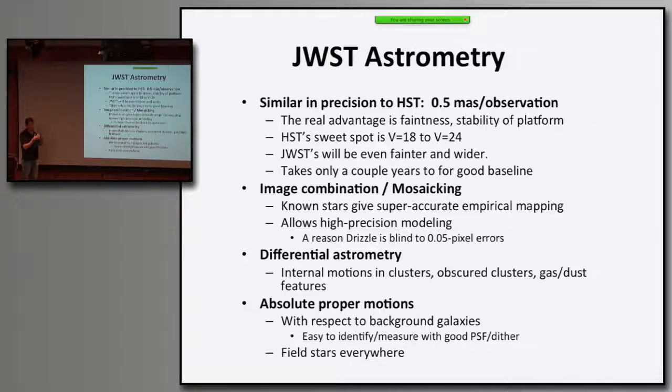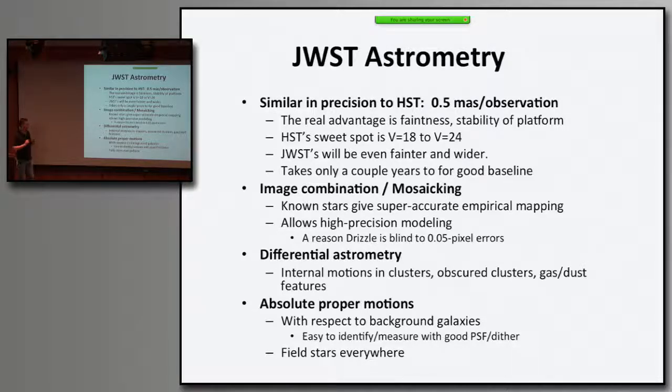So HST has a sweet spot, say between V of 18 and V of 24, where it can get extremely good astrometry. And from the ground, you can't do that kind of astrometry with the plentiful stars that are at those brightness levels. With JWST, we can go even fainter than that, much fainter than that, and the sweet spot will be even wider because it'll be all up-the-ramp detectors, so we don't need to worry as much about saturation. So there's a lot of stuff that JWST will be able to do, going beyond what HST can do.